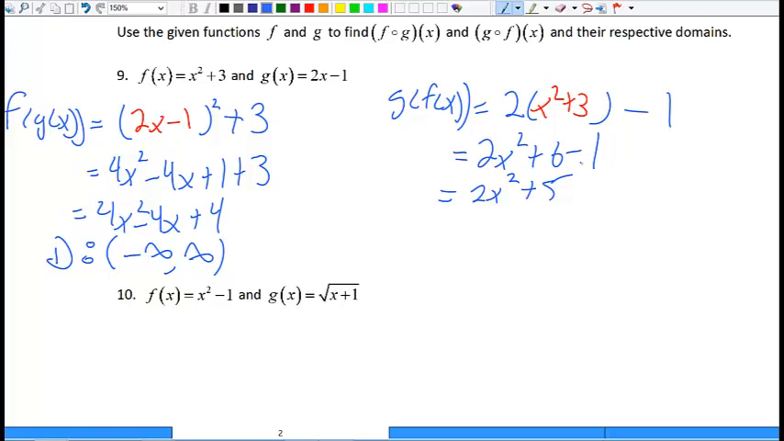Okay. And then as far as domain goes, were there any restrictions on x squared plus 3? Nope. It's polynomial. It's quadratic. No restrictions on it. And then any restrictions on 2x squared plus 5? No, nothing. It's not a fraction. It's not a square root. So the domain for this is all real numbers.